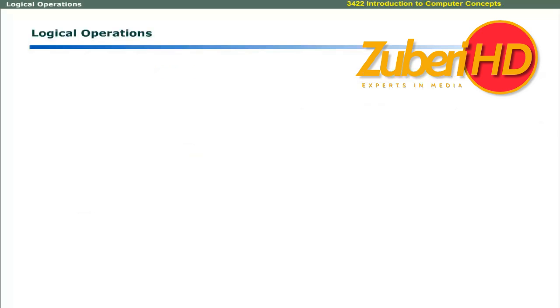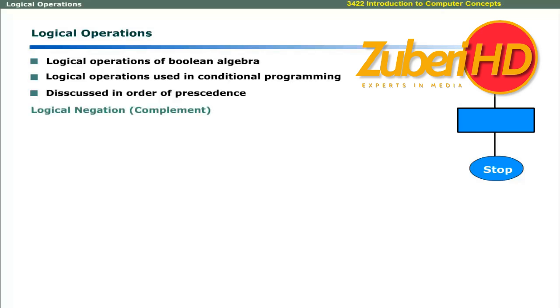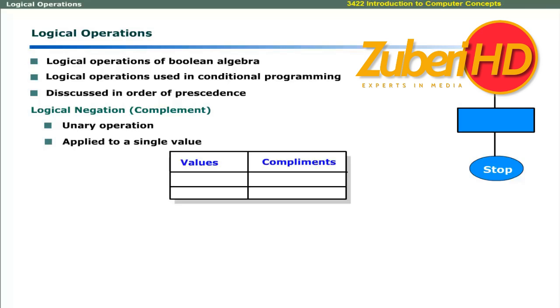Dear learners, now we will discuss basic logical operations of Boolean algebra. These operations are used in conditional programming. These are discussed in the order of precedence. The first logical operation in our discussion is complement or logical negation. It is a unary operation and applied to a single operand. The complement value of 1 is 0 and complement of 0 is 1.